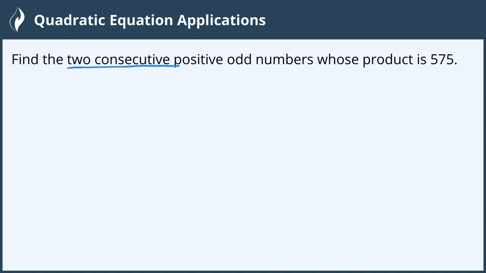Two consecutive. Consecutive means that I have one right after the other. So consecutive would be 3 and then 4, or 14 and 15. However, it says two consecutive positive odd numbers. So that would be more like 3 and 5 or 7 and 9.